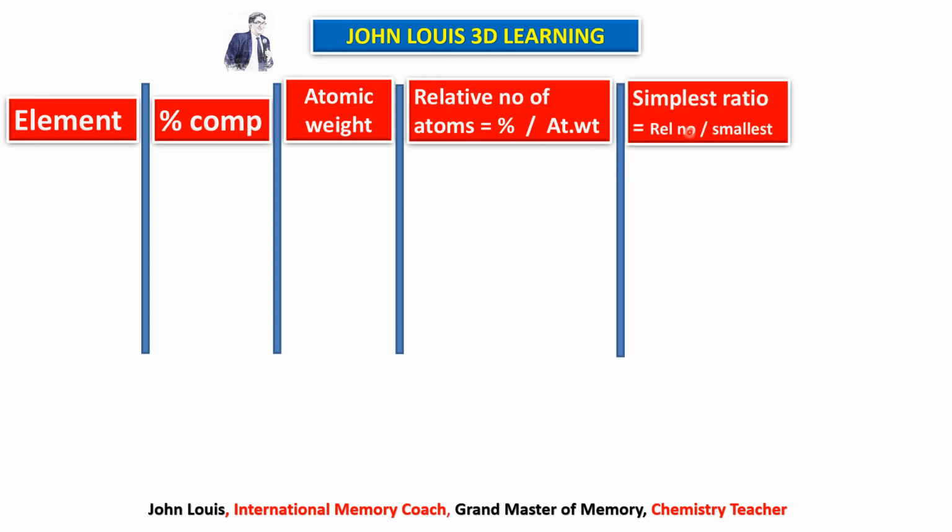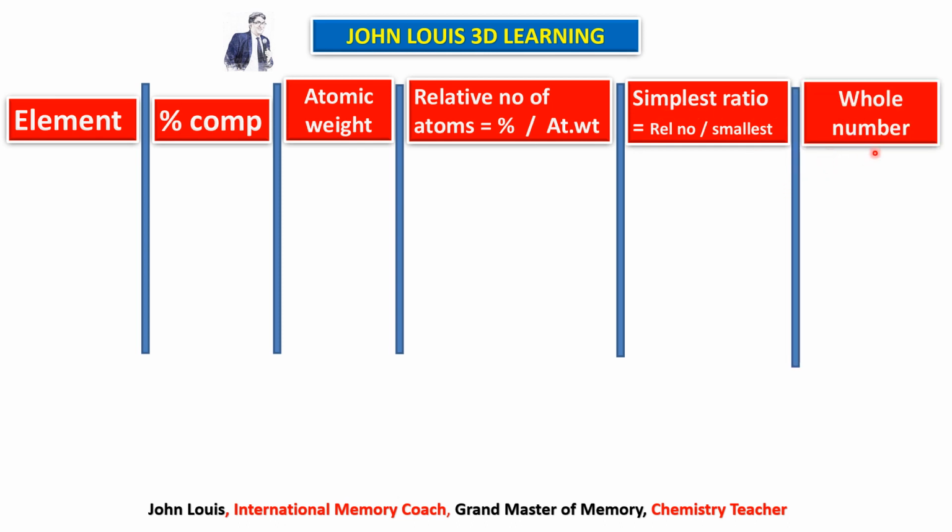And then we have to find out the simplest ratio. That means whatever answers we are getting here, we have to choose the smallest ratio, and all the answers we obtain should be divided by that smallest ratio, or the smallest relative number of atoms. That will give us the simplest ratio. And finally we have to correct it to the whole number. Okay, now let us see it with an example.